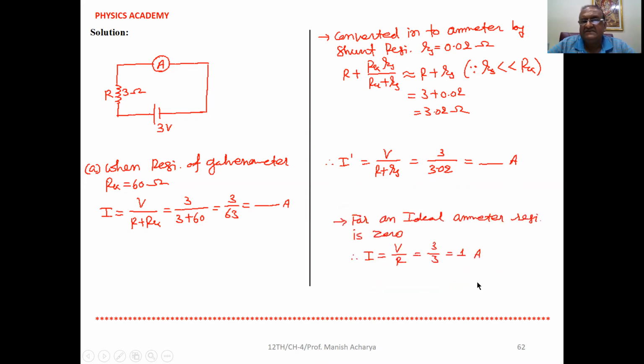In the third case, ideal ammeter, that is with zero resistance. If the resistance of this current measuring device is 0, then the resistance in the circuit is only 3 ohm. So I, that is V by R, that is 3 by 3. So in that case, the current in the circuit will be 1 ampere only. Clear to all of you? So the chapter is complete.